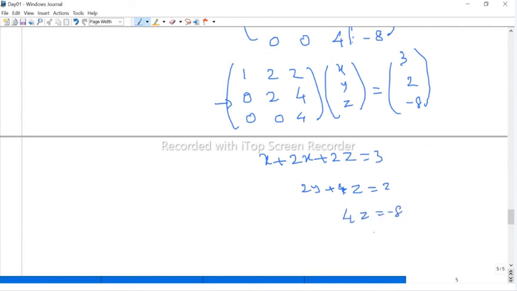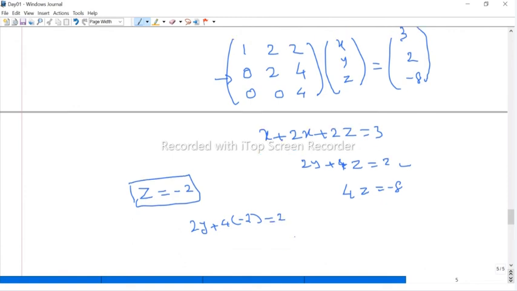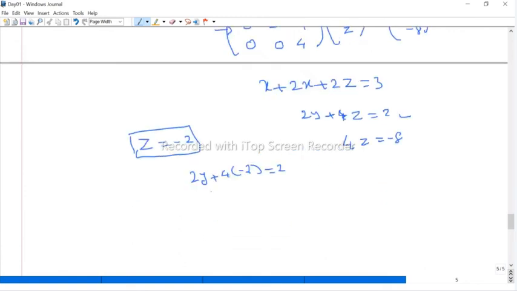Now we can easily solve the last equation. 4z equal to minus 8, therefore z equal to minus 2. This is called back substitution. Once you find the z value, substitute it in the second equation. So 2y plus 4 times z, which is minus 2, equal to 2. Therefore 2y equal to 2 plus 8, since minus 4 times 8 is plus 8. This is actually 10, so y equal to 5.